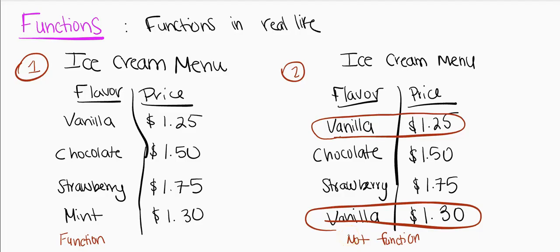So we would categorize the flavor as my x value and the price as my y value. Every flavor corresponds to a specific price in my first menu, making it a function. In other words, the flavor, or the domain, does not repeat itself. Unlike menu number 2, where vanilla shows up twice, therefore making it not a function.